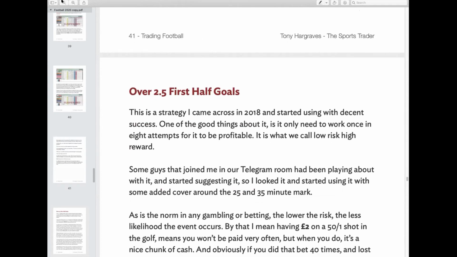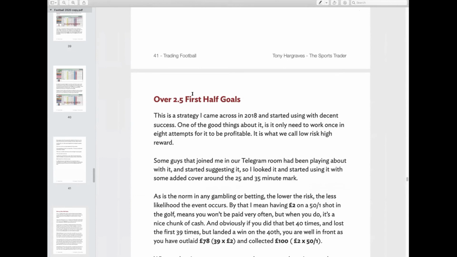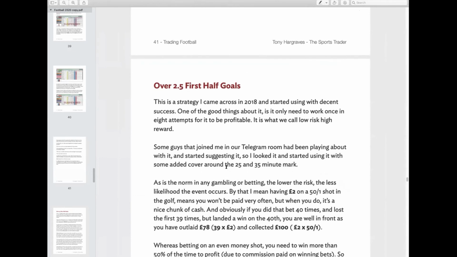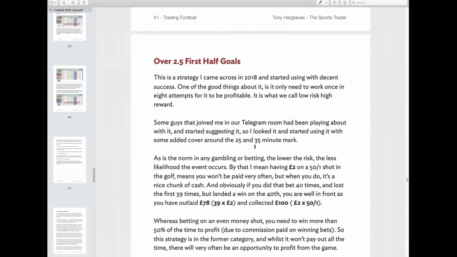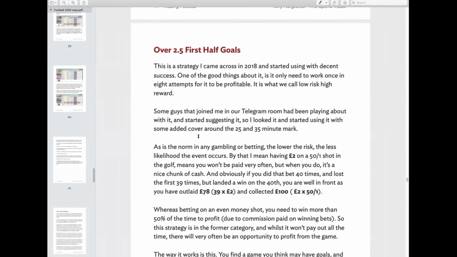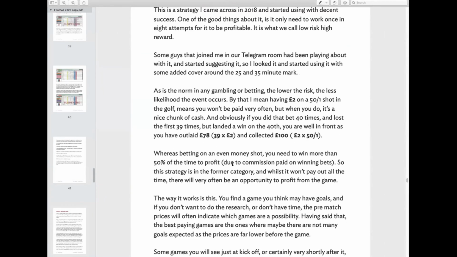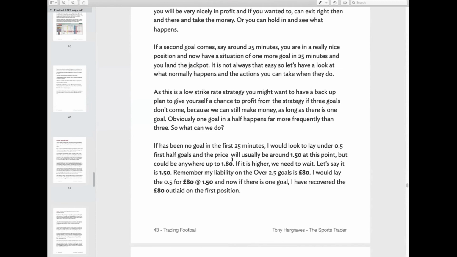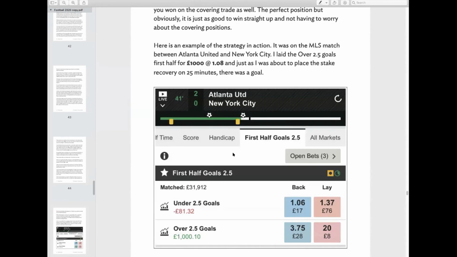So another strategy I love is the over 2.5 first half goals. Now we covered this in the day one presentation. Started using it a couple of years ago. We got some good success. The good thing about the strategy is you've only got to get it really working 1 in 8 times for it to be profitable. So I call it my low risk, high reward. So what we're doing is just looking at some screenshots rather than read it all.